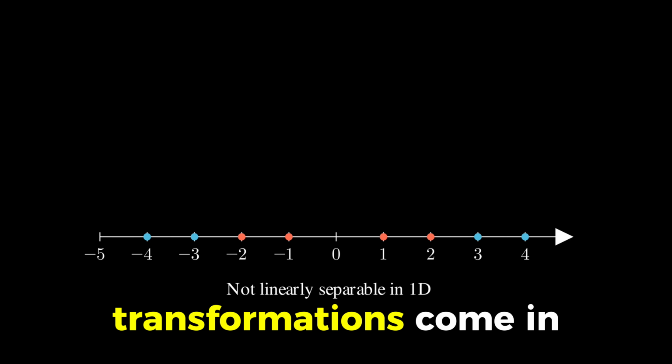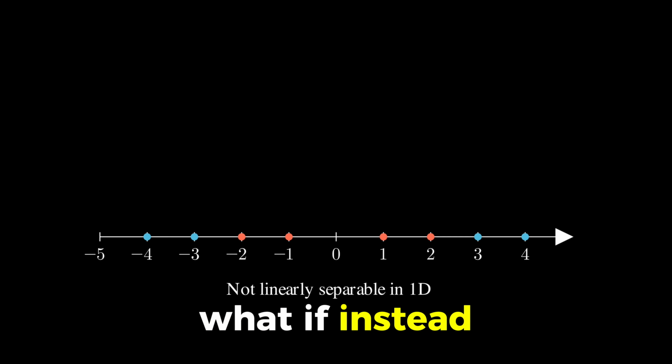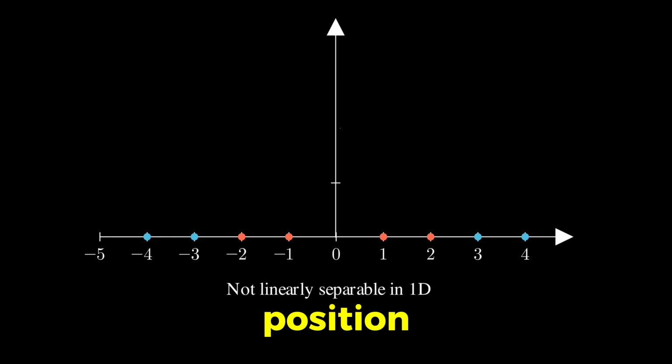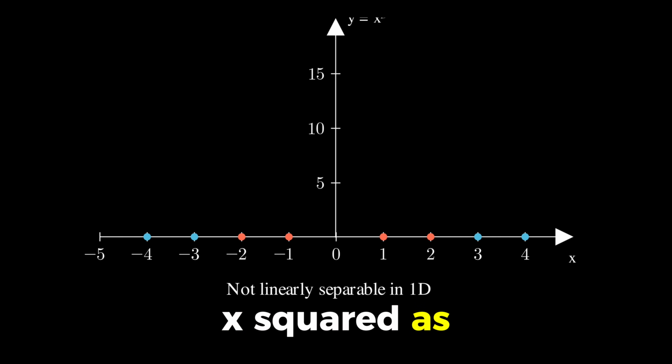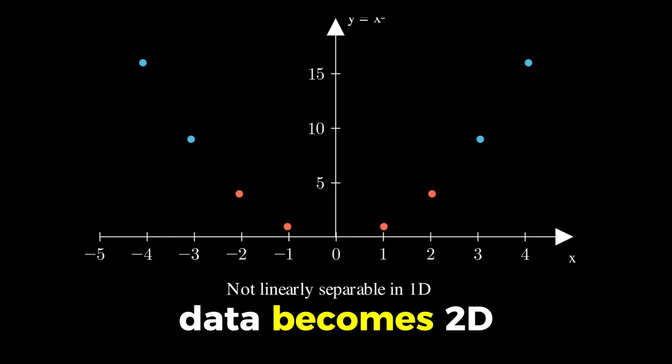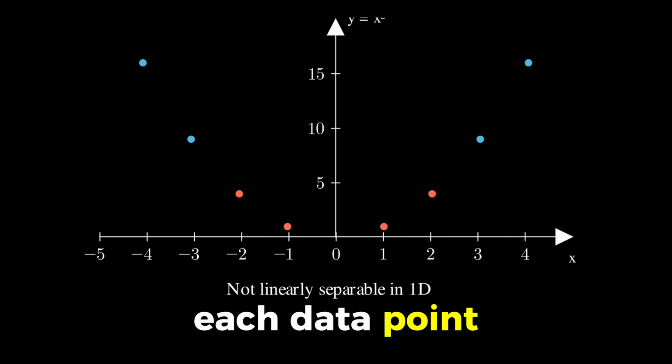This is where transformations come in. What if instead of looking at just the x position, we transform our data to include x squared as well? Now our 1D data becomes 2D data. Each data point x becomes (x, x squared).